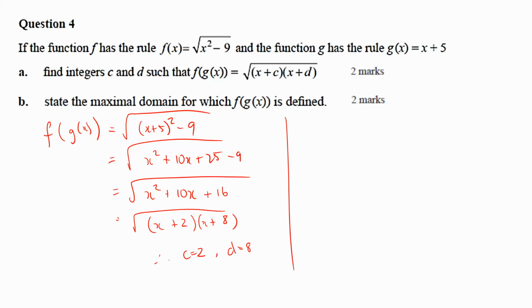And then state the maximal domain for which, so you can't have a negative. Therefore, x has to be less than, actually no, greater than negative 2. And x is less than negative 8. That's B.